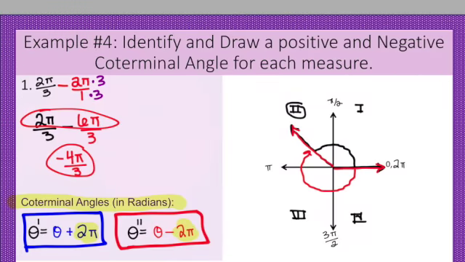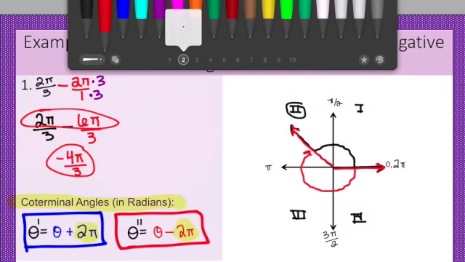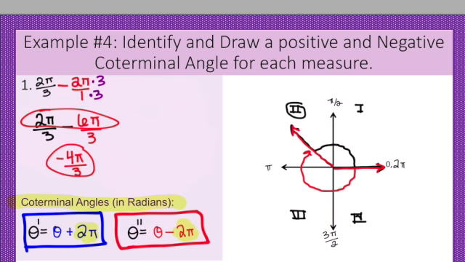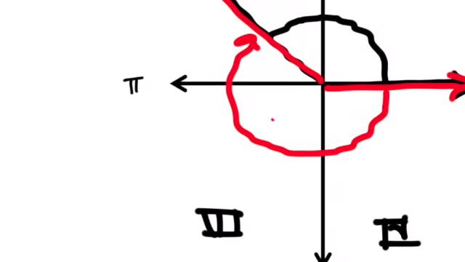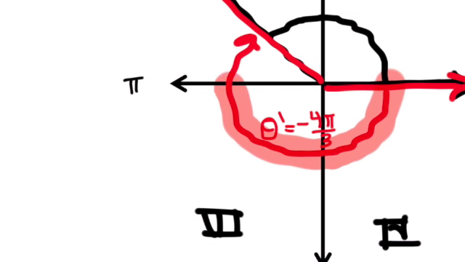So now we know that this angle in the red over here, we'll call this theta prime, right? Some other angle is now equal to negative 4 pi over 3. And that makes sense because negative 4 over 3, we know that that is bigger than negative 1/2, bigger than negative 1, but not quite as big as negative 3 over 2. So it's got to be somewhere in that second quadrant.